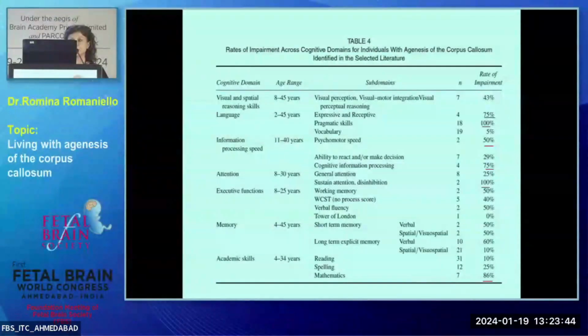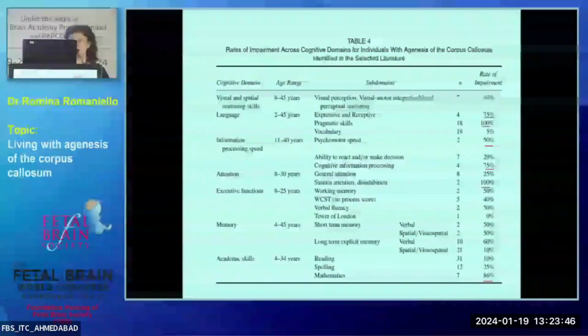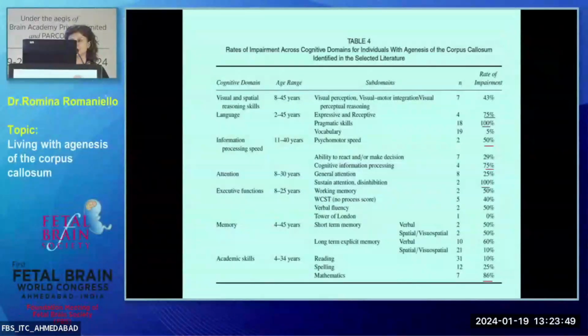For example, language impairment, expressive and receptive, is 75%, in pragmatic skills 10%, psychomotor speed 70%, cognitive information processing is impaired in 75%, and also attention is involved in 7% of subjects. Also academic skills are impaired, and we can see that the age range of this study is from 8 to 45, so it is a long study, a long follow-up.